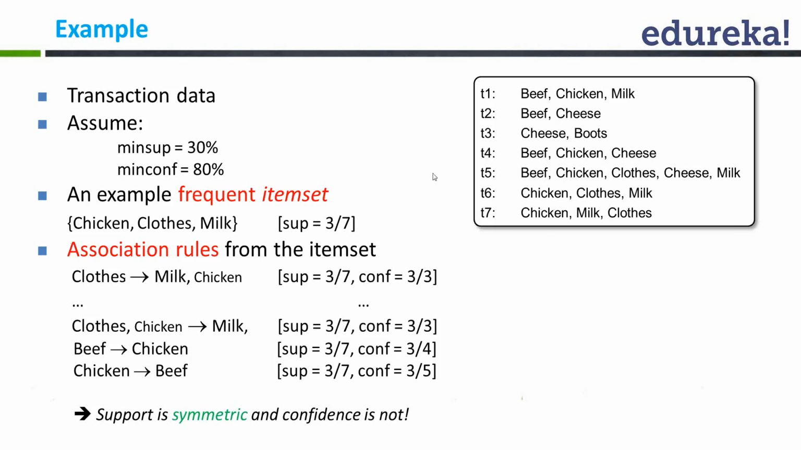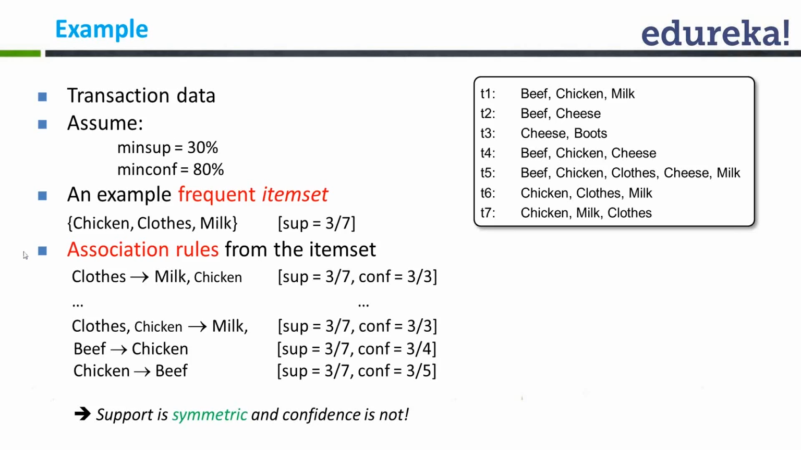So my support is 3 divided by the total number of transactions, 7. And the confidence means, out of all the transactions in which clothes occurs, where exactly does clothes occur? 5, 6, and 7. Out of all those three transactions, I have both milk and chicken together, right? So my confidence is absolutely 100%. So that means whenever I tell you that a transaction contains clothes, with 100% confidence I can tell that the transaction also contains milk and chicken. So that's the notion of confidence.